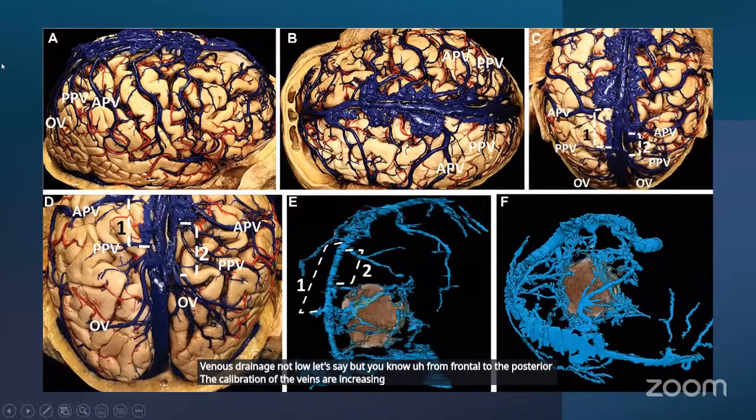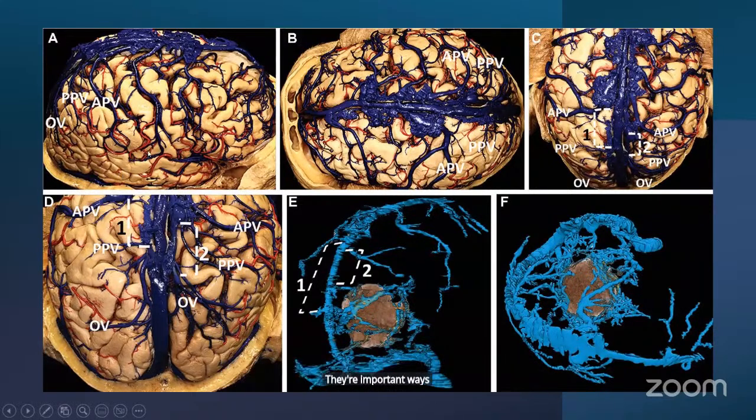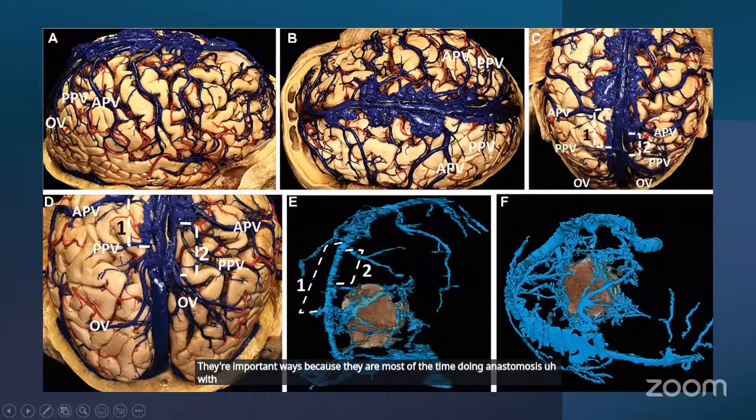And as you see here, especially the anterior parietal vein and posterior parietal vein, they are important veins. They are important because most of the time they are doing anastomosis with the veins of the lateral part of the brain, like the Trolard, or the Sylvian vein anastomosis.